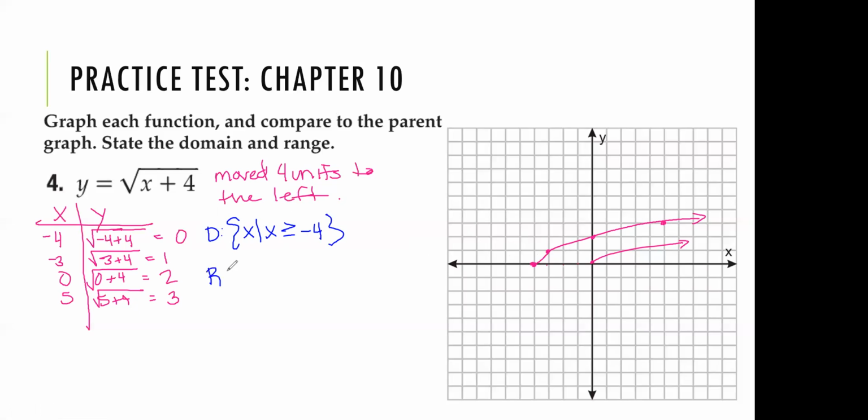And then my range, remember, are my y values. And y, it starts at 0, right? Because we started here. The coordinates of this point are -4, 0. So my y value is 0, so everything has to be greater than or equal to 0. It's only going to be higher than 0 or equal to, not below 0. Okay, so that's my domain and my range.